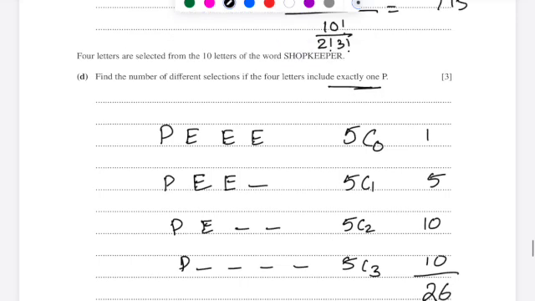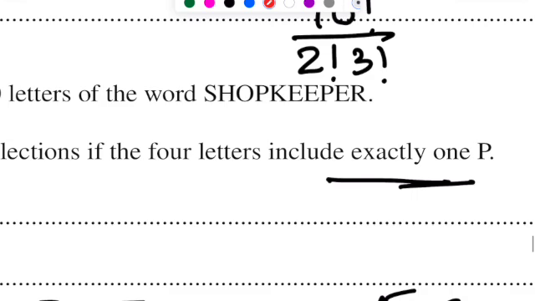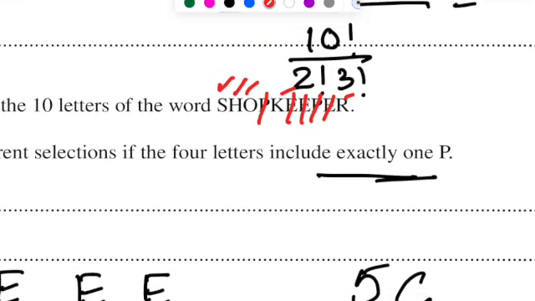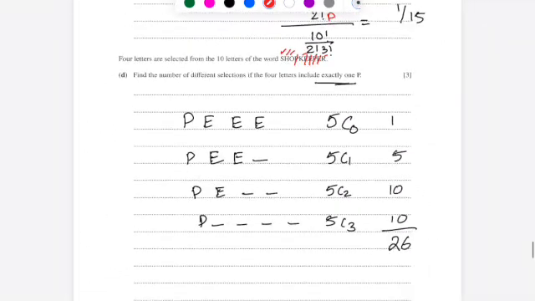That's going to be the way, because in that SHOPKEEPER, I'm deleting P, E, E, P, E. So remaining how many are left over? 1, 2, 3, 4, 5 are left over. So therefore, that's going to be the answer.